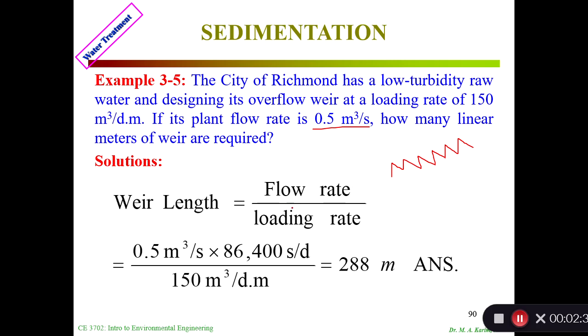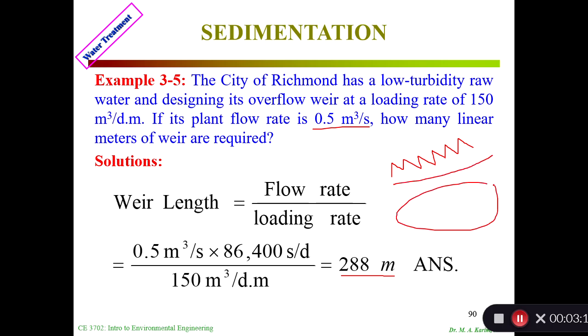Weir length is the flow rate divided by the loading rate. The flow rate is volume per unit time, and the loading rate is volume per unit time per unit length. So in this case, the meter cube will cancel out, and the time will cancel out, and only the meter will stay. So we have 0.25 meter cube per second, and we convert it into days, and divide by 150 meter cube per day per meter, so it becomes 288. That means the length of the weir would be 288 meters.